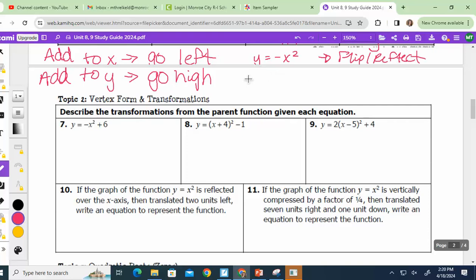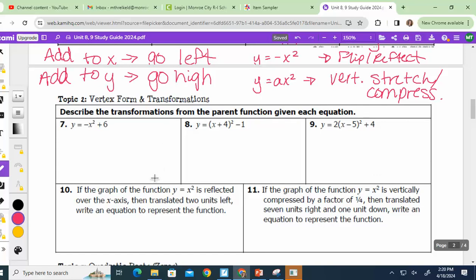And then we have, if you multiply by something, that is your vertical stretch if the number is bigger than 1, compression if the number is between 0 and 1. Okay, so that's kind of our run through of all of our different transformations.